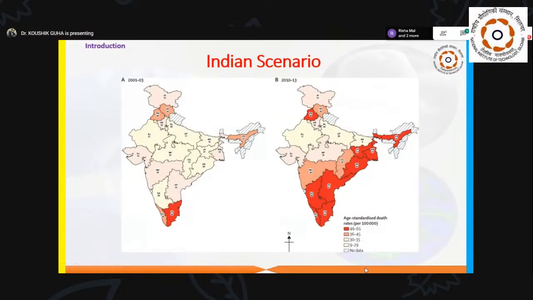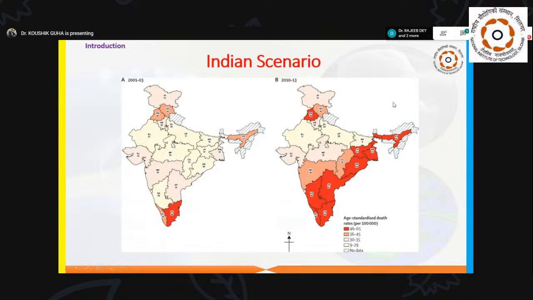Now, according to some regions of our country, on the left-hand side is the year 2001 to 2003 and on the right-hand side 2010 to 2013, you can see how these red zones are increasing. And I am sure in 2020 this will be higher. Here age-standardized death rates are given. Red indicates 46 to 65, then 36 to 45, 30 to 35. Even at a young age, kidney failure is reported, and people are detected with acute and chronic kidney disease.